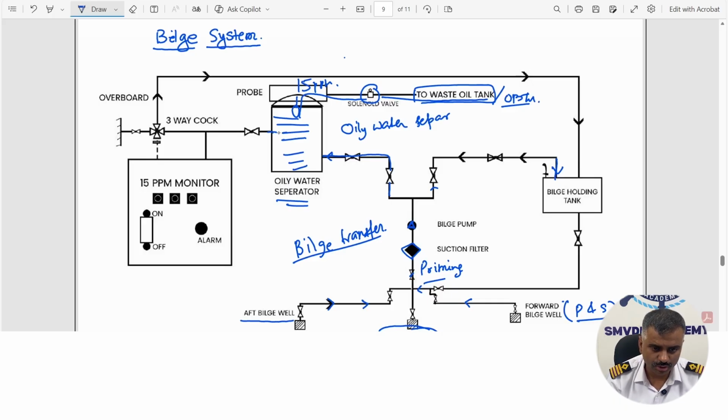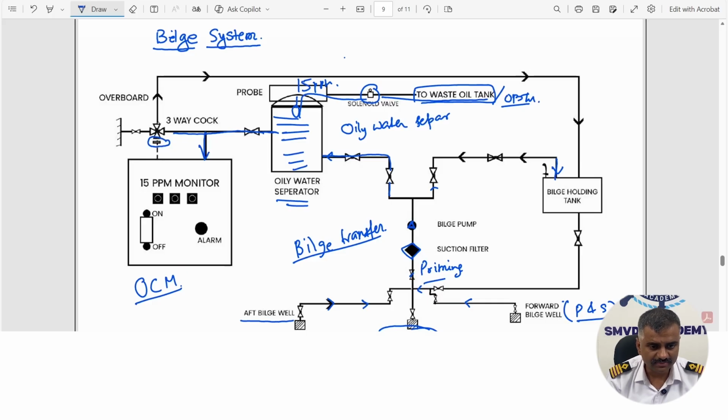From the top part, after the separation in the OWS, the bilge water now goes into this bilge water oil content meter. This is called OCM, oil content meter, or 15 ppm monitor also you can call it. Basically what it does, it checks the oil content in the water based on the capacitance. As the oil content becomes more than 15 ppm, a three-way valve is activated by this OCM.